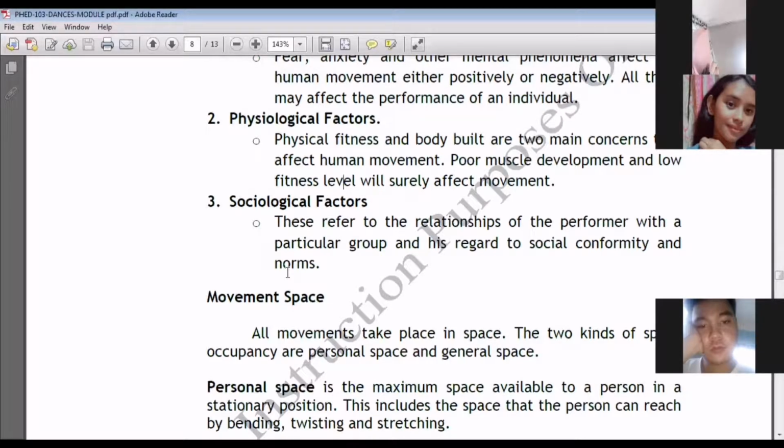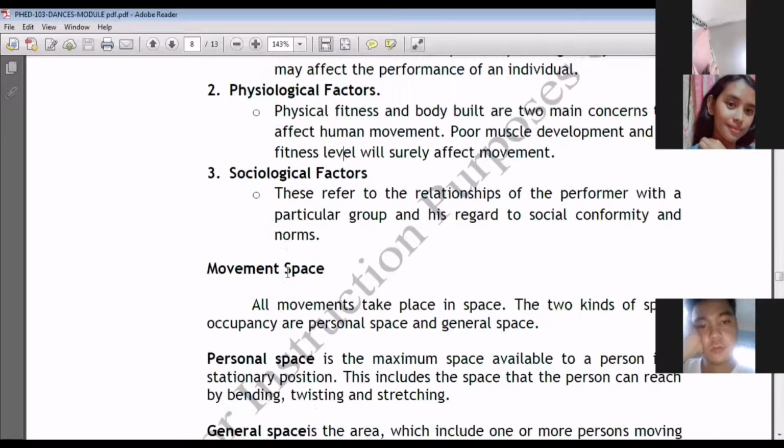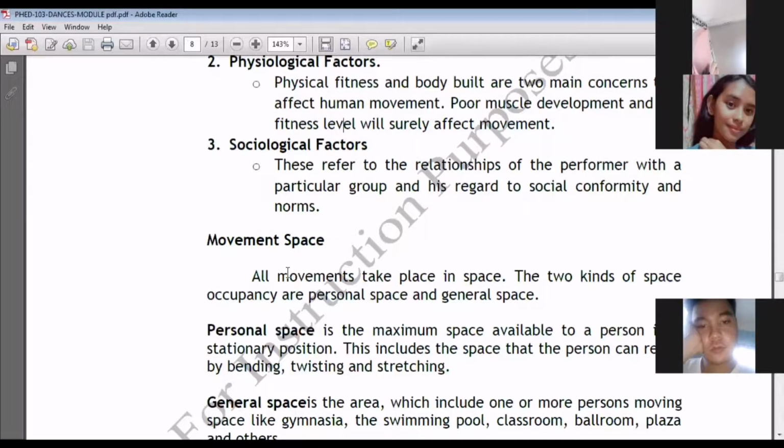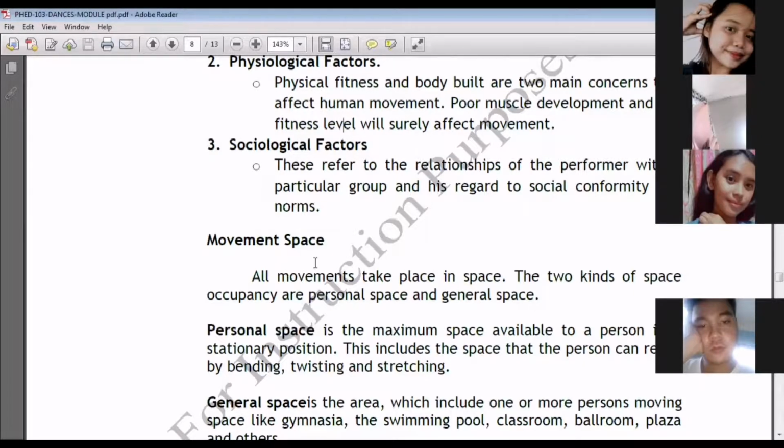Marvin. Marvin? Marvin. Hello? Marvin. Nawawala. How about Alexandre John? Ba't nawawala din? Ma'am, Alexandre, how can physiological factors of a person affect performance or body movement?